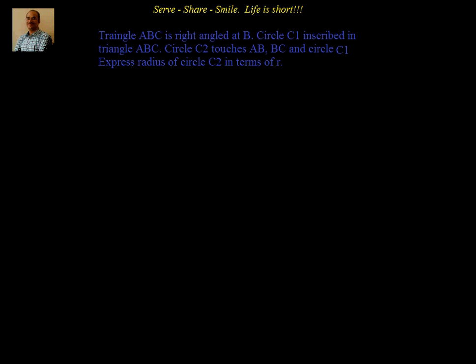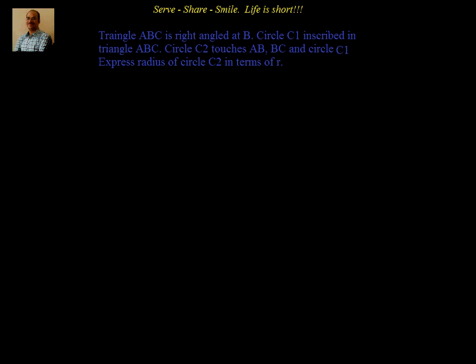Let's look at this interesting example. We have been given that triangle ABC is right angled at vertex B. Circle C1 is inscribed in triangle ABC. Circle C2 touches AB, BC and circle C1. Express the radius of circle C2 in terms of R. That's nothing but the radius of the circle C1.